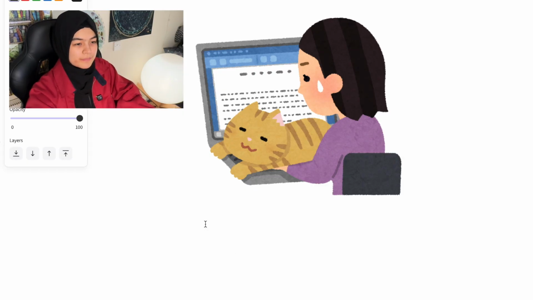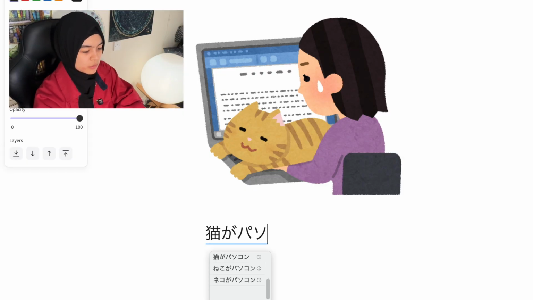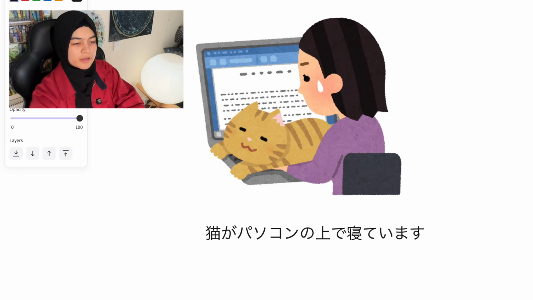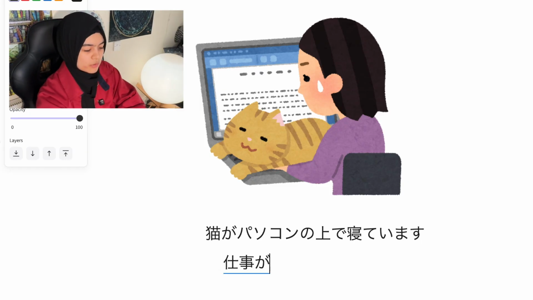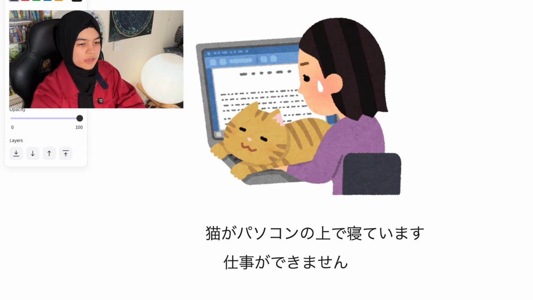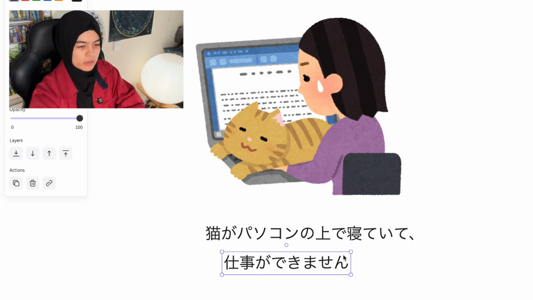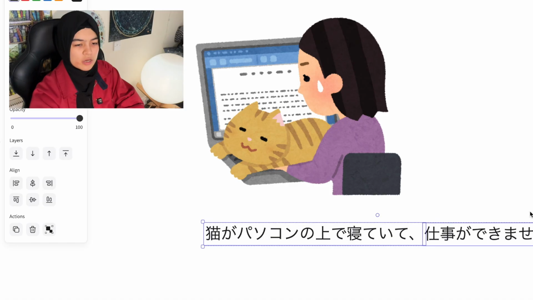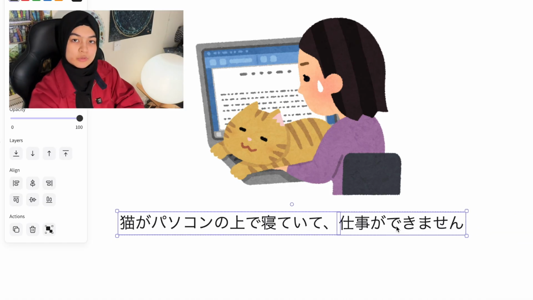So we would say 猫がパソコンの上で寝ています. Okay? And then it seems like she's unable to work because of that, right? So 仕事ができません. Okay? And then we can connect the two. 猫がパソコンの上で寝ていて. Just use the te form. 仕事ができません. Okay, so that's a complete sentence. The cat is sleeping on the laptop and she is unable to do her work.